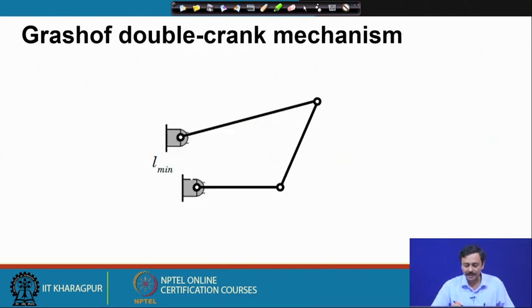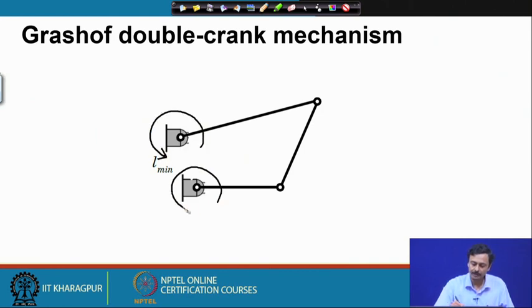Now, if I fix L-min, as I have done here, I have told you that L-min can rotate with respect to all other links. Therefore, now it should be easy to see that all other links should be able to rotate completely with respect to the ground here.